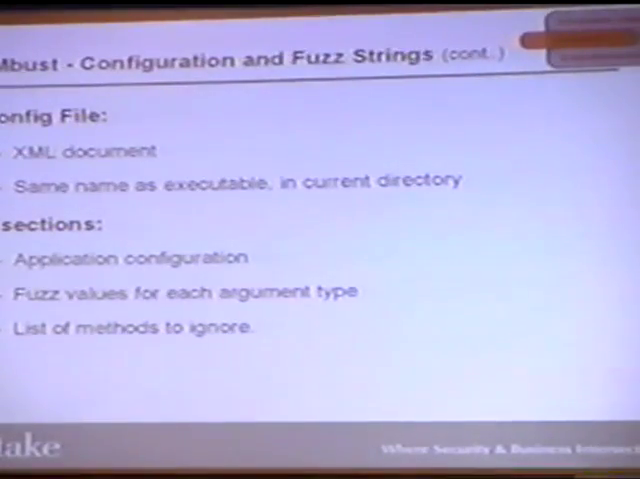The configuration file is an XML document. It seems XML is in vogue lately, so I have my XML too. For simplification, I assume it is in the local path, with the same name as the current directory and the same name as the executable. It has three sections: the application configuration, the fuzz values that I mentioned earlier, and methods to ignore if there's anything you want to bypass. We'll talk a little bit more about those.